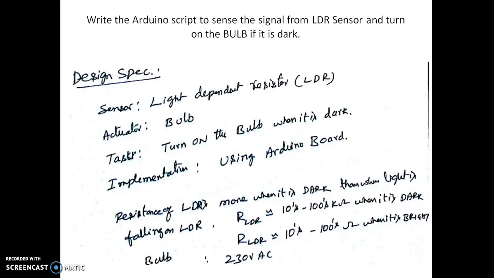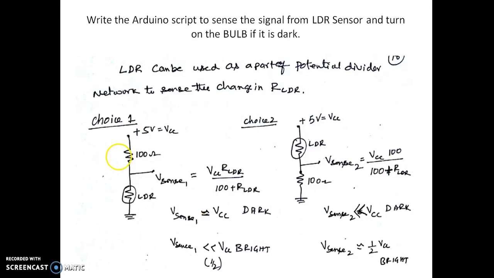We have to understand that the resistance of the LDR is very high when light is not falling on it, and very small when light falls on it. LDR can be used as part of a potential divider to sense the change in its resistance. You can't take the resistance of the LDR directly. It should be used as part of a potential divider so that you can sense the intensity of light.